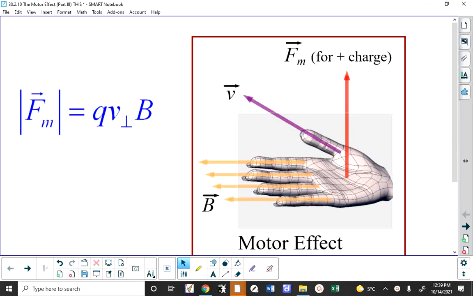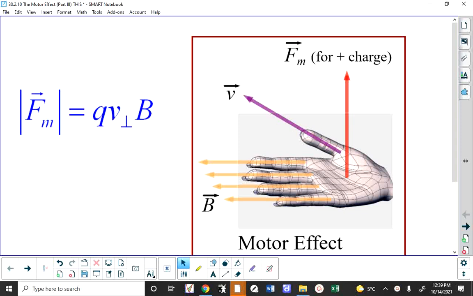All right, so yesterday what we looked at was applying this formula, which we learned actually the day before. The day before yesterday, we learned how to calculate the magnetic force acting on a charge that's moving in a magnetic field.